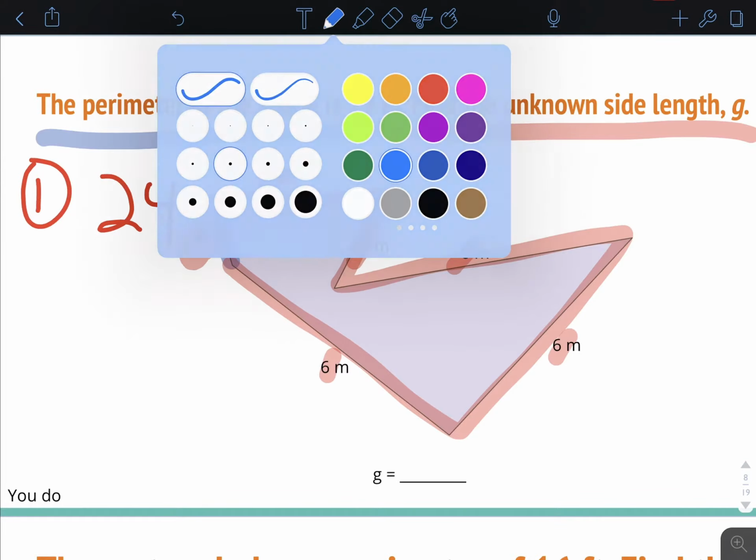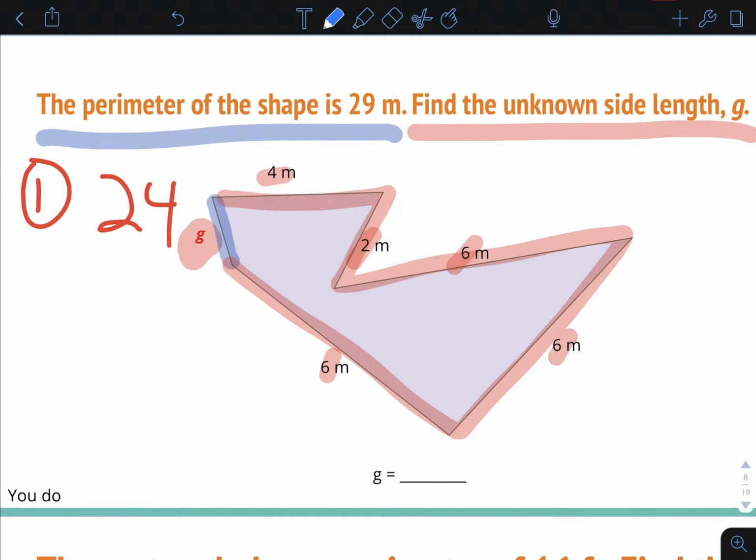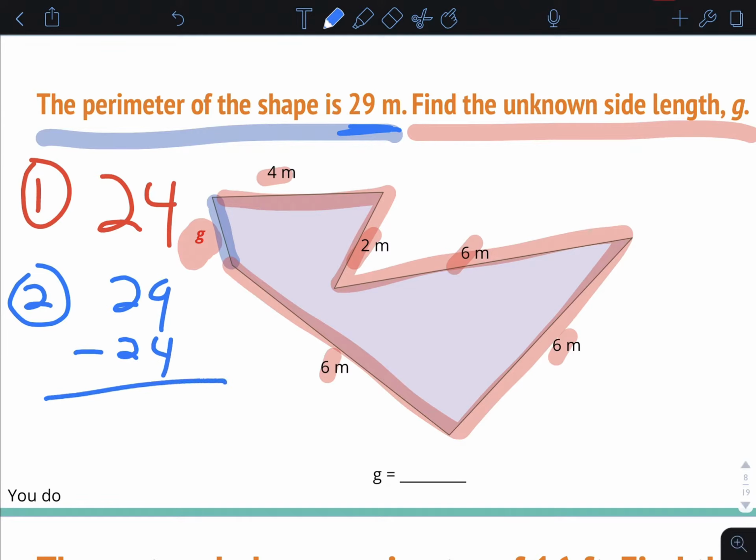Step number 2, I always tell them, we're going to subtract what we know from the total perimeter that they give us. The total perimeter is 29, and we're going to subtract that 24. Our answer is going to be 5. It's pretty easy. Step 3, which I'll show you in the next problem, would be to divide by the number of missing sides, but there's only one missing side in this problem, so no need to divide.